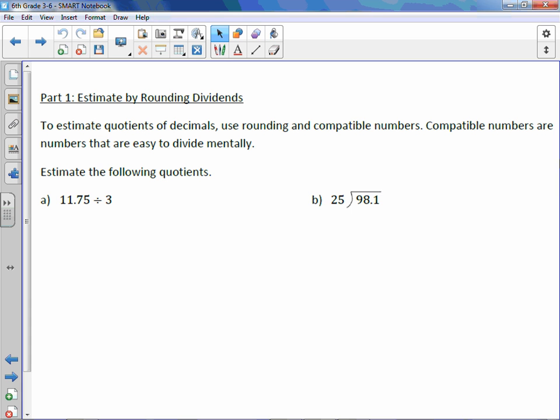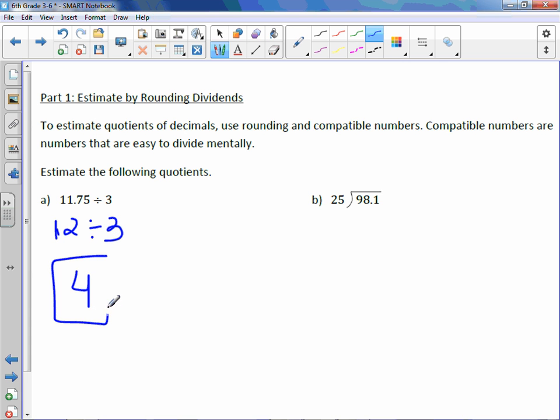Estimate the following quotients. Letter A, 11.75 divided by 3. Now, think of multiples of 3, and then figure out what you want to round or estimate 11.75 to be. So 3, 6, 9, 12. So 11.75 is close to 12, and it's divisible by 3. So I'm going to estimate that to be 12. 3 I don't have to estimate at all. And 12 divided by 3 is 4.